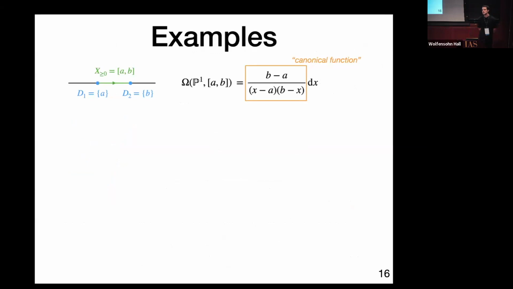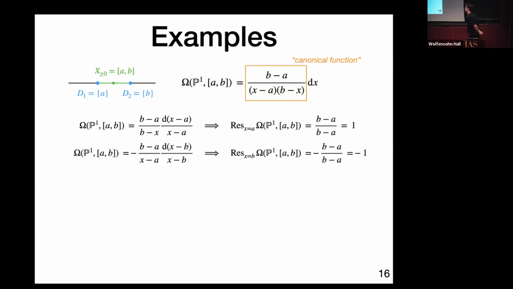Okay, let's do some examples. I told you line segments are positive geometries, so here I consider the segment AB. The boundary divisors are D1 and D2. The claim is that this is a positive geometry inside the projective line, and I claim that the canonical form is (b minus a) over (x minus a)(b minus x) dx. Whatever multiplies dx is sometimes called the canonical function.